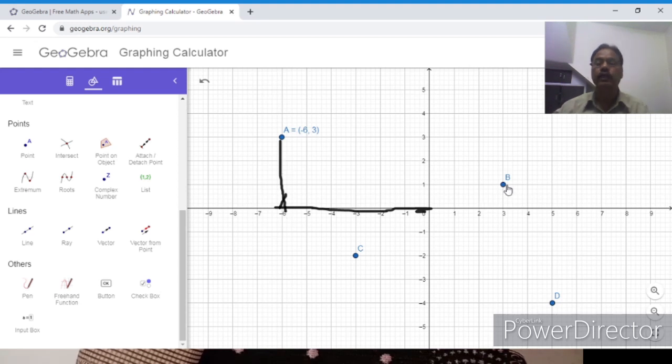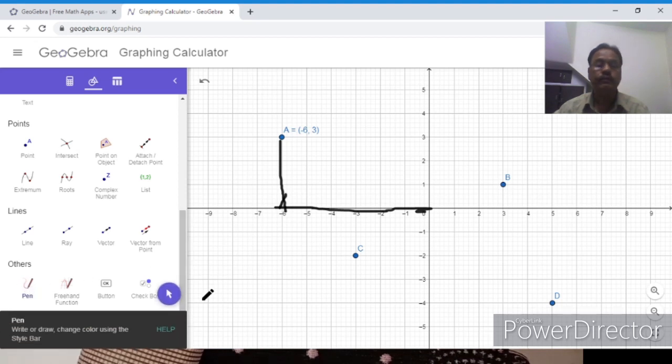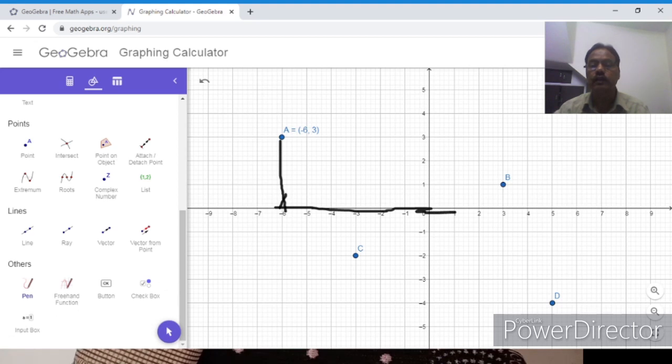Similarly, we want to find out the coordinate of point B. How do we move? How much do we move on the x-axis? Let us see. So we are moving three units to the x-axis, 1, 2, 3, and 1 unit towards the y-axis. So the coordinate of this point will be 3, 1. Let us see is it correct or not. Understand?